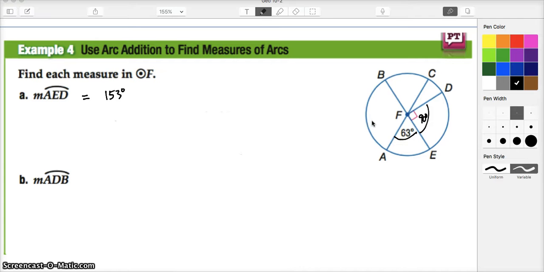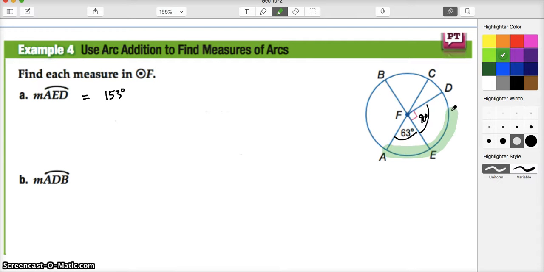Continuing on, we're going to look for arc ADB. I keep saying angle, and you know I mean arc. It's kind of confusing because arc measures and angle measures are both done in degrees, and arc measures are so closely related to the central angle degree measure that you see why I'm making confused mistakes.